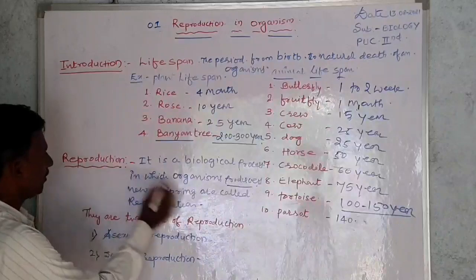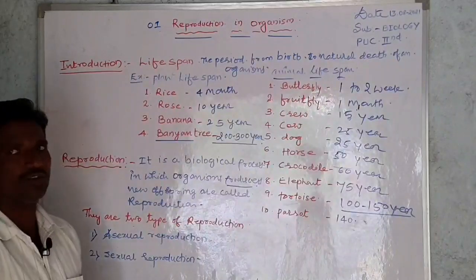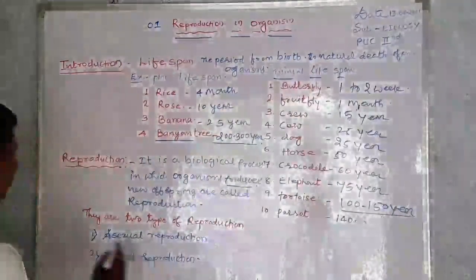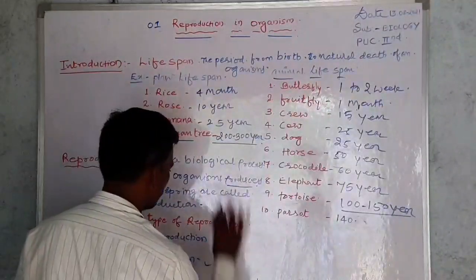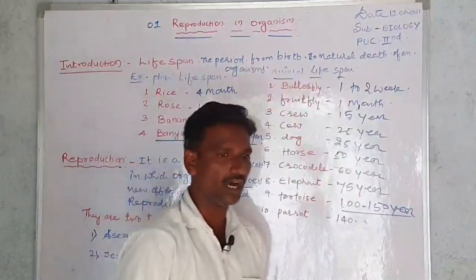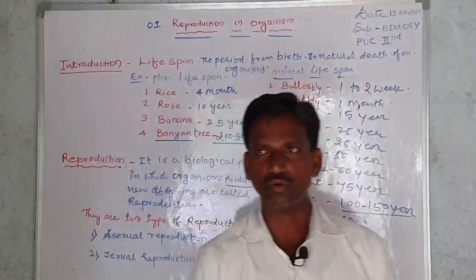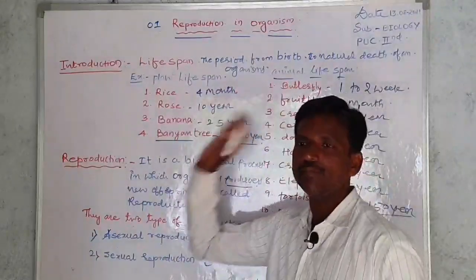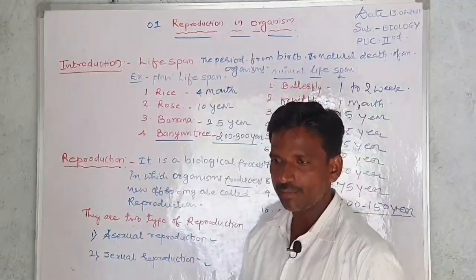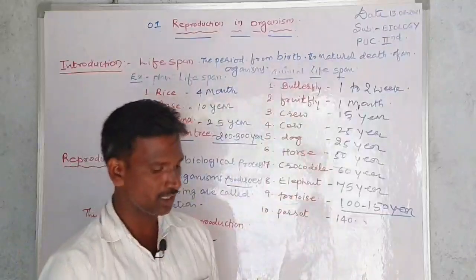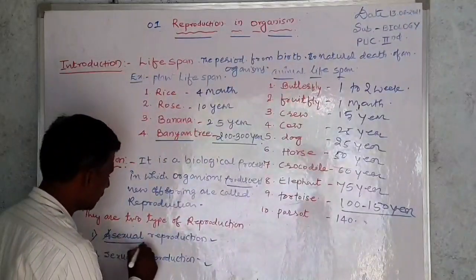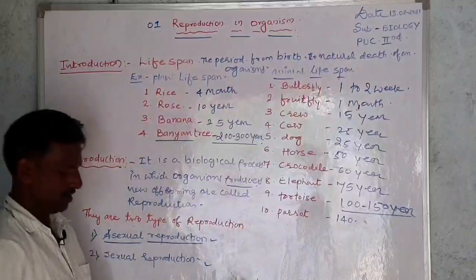There are two types of reproduction. Number one is asexual reproduction and number two is sexual reproduction. These two types play a very important role in reproduction. So this is the introductory part of reproduction. Now we are going to discuss asexual reproduction.